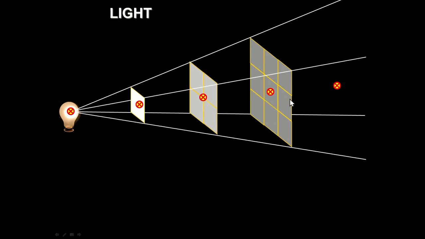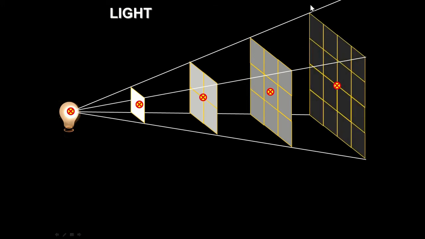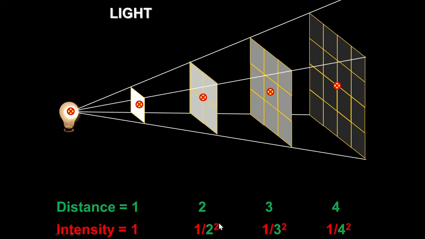If we go 3 times the distance, this becomes 3 times as much, this becomes 3 times as much, but the area becomes 9 times as much. So the light that was falling on one little area has now spread out over 9 times the area, so the intensity on one little area is 1/9 as much. Same thing here, 4 times as much and 4 times as much. The area is 16 times as much, so the intensity would be 1/16 as much.